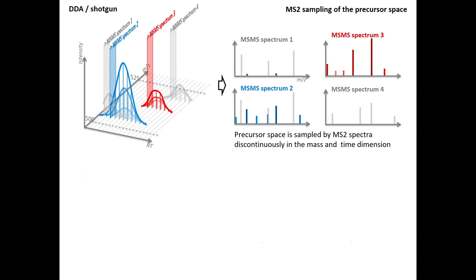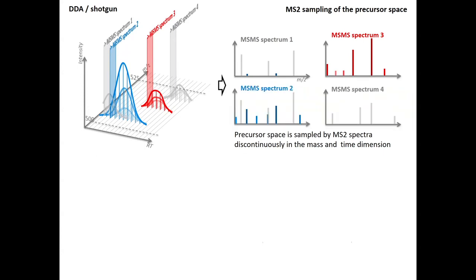The instrument is instructed to decide on the fly which peptides are going to be sampled, which parts of the precursor space are going to be sampled for MS2. And what you get is snapshots of MS2 spectra that correspond to a given point in time in the precursor, in the MS1 space. You get these snapshots, and you can identify these peptides, of course.